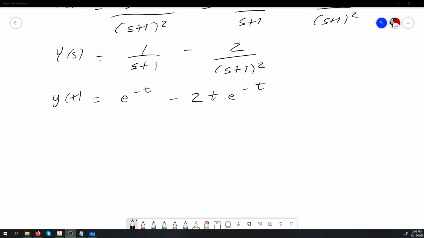So that basically brings us to the end of question 4. Are there any particular questions regarding the solution of question 4?